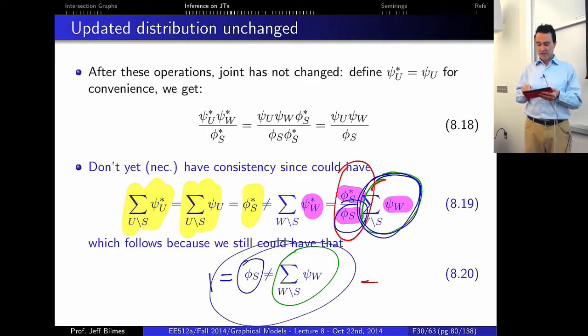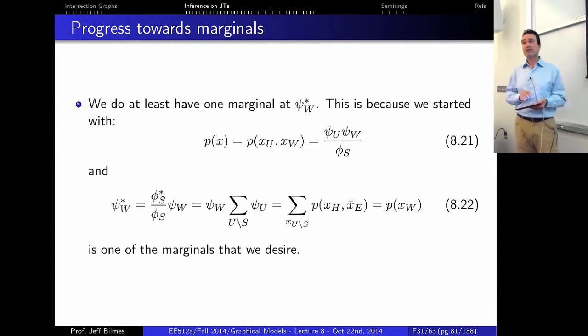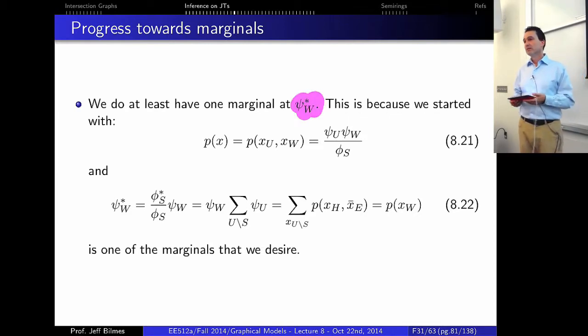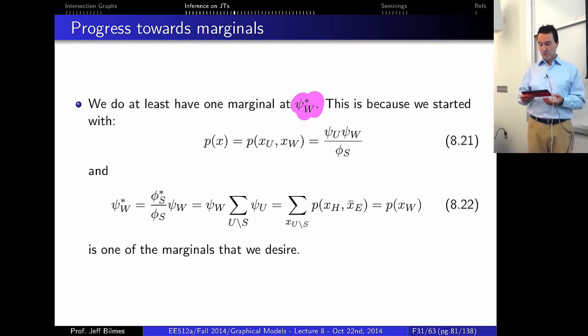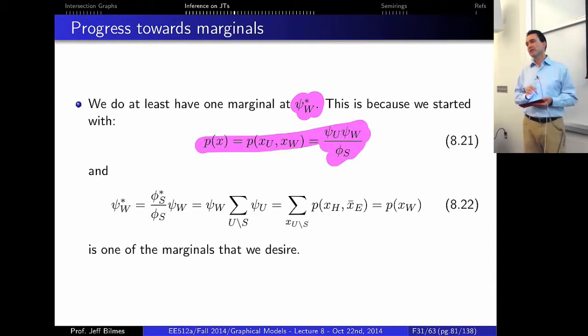So we don't have consistency necessarily, but we do have some progress because now we've gotten one marginal. We've got a marginal, in fact, at w. The new potential function, phi star sub w, is a marginal. And why is it the case? Well, first of all, it's because we started with the joint distribution, which is the product of the cluster potentials in the numerator divided by the separator potential.